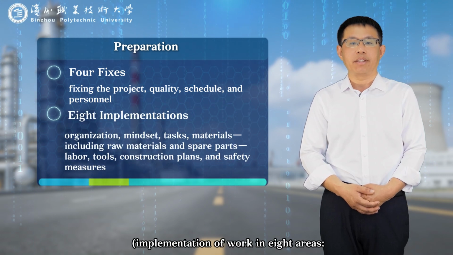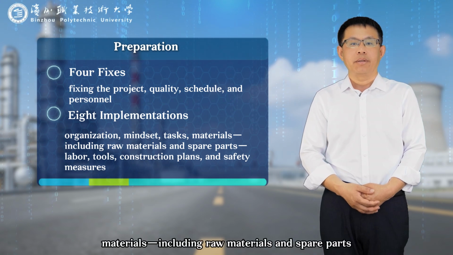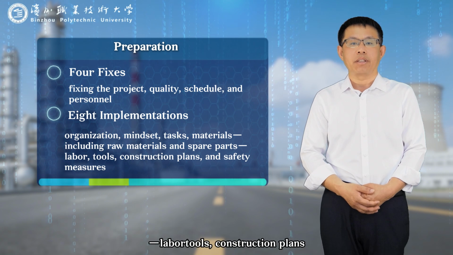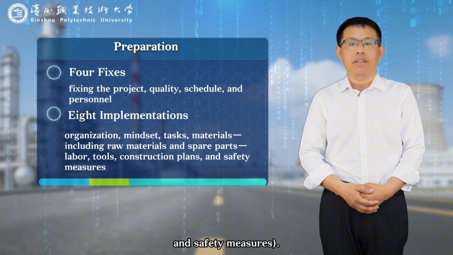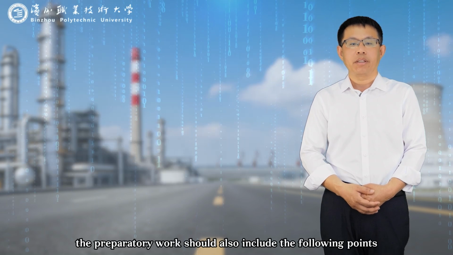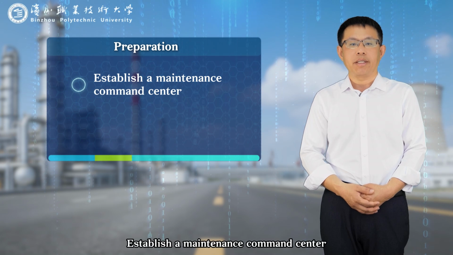Implementation of work in 8 areas: organization, mindset tasks, materials including raw materials and spare parts, labor tools, construction plans, and safety measures. In addition, the preparatory work should also include the following points. First, establish a maintenance command center.